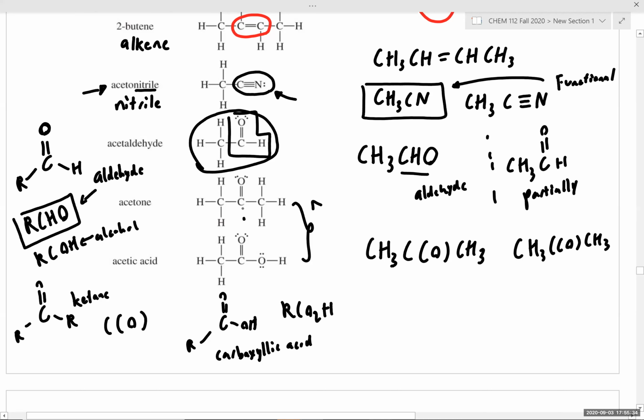But because acetone is symmetrical, we can actually use another approach where we write this as (CH3)2CO. In this case, we're noting that both of these CH3 groups are attached to our central carbon. So this would be a reasonable condensed formula for acetone.